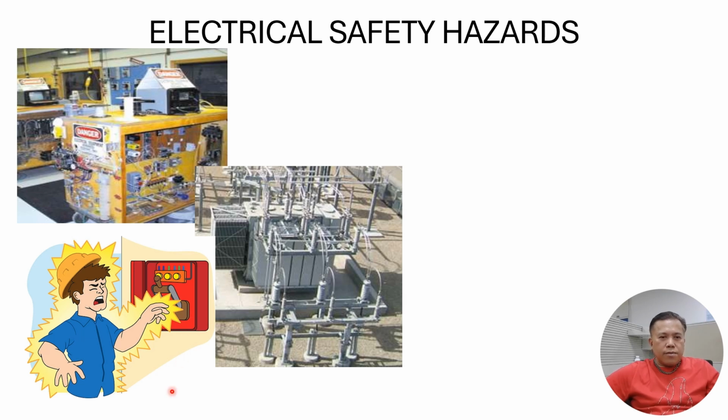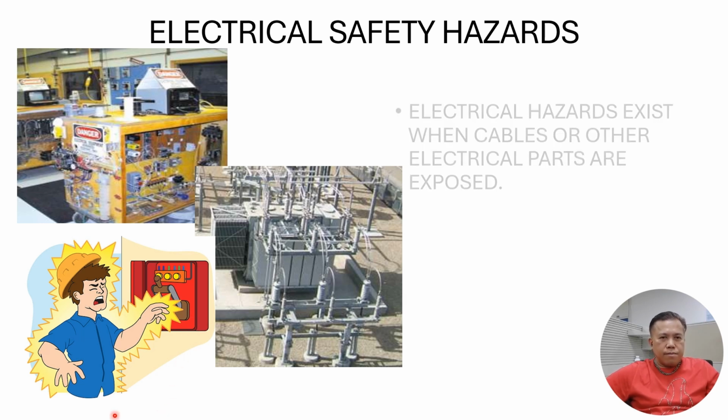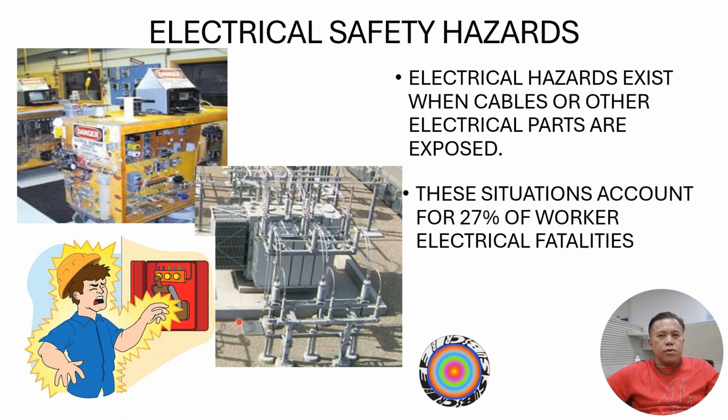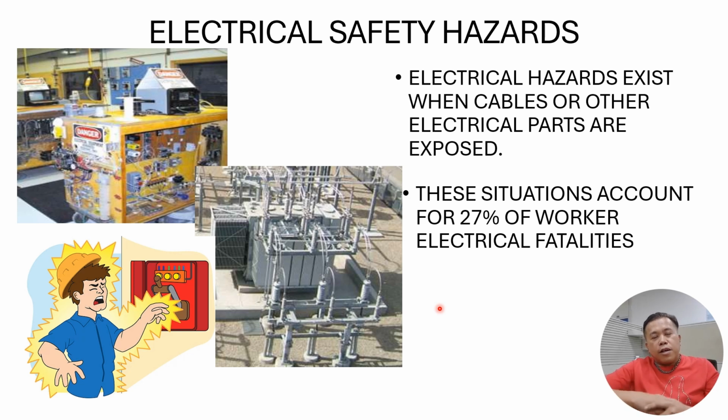So this is an example of an electrical safety hazard. An electrical hazard exists when cables or other electrical parts are exposed. As you can see here, this is exposed, and there's an electrical hazard. You can see the photos as well. This situation accounts for 27% of workers' electrical fatalities. So 27%. There are a lot of industries that have been affected by these situations.